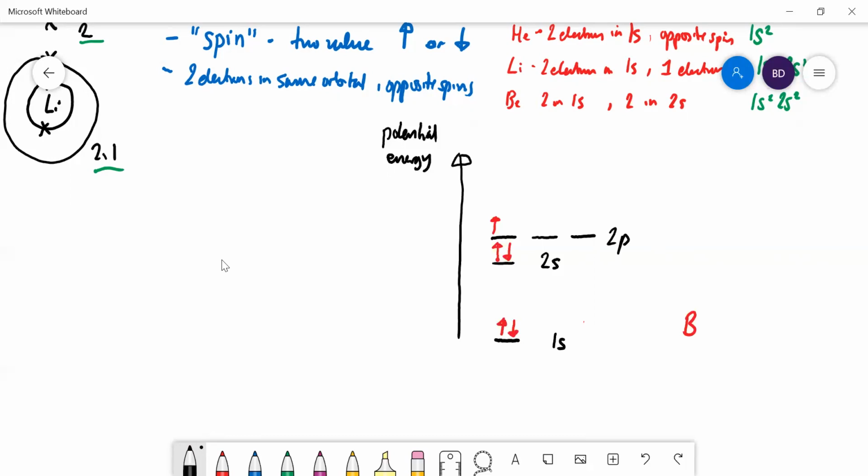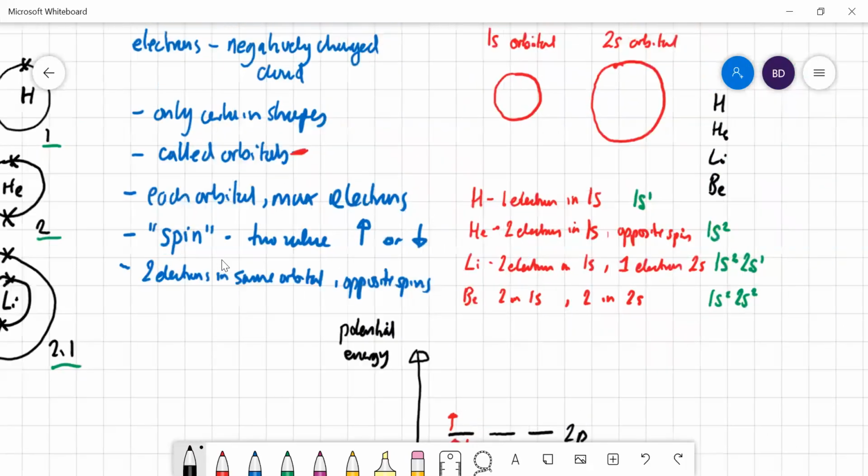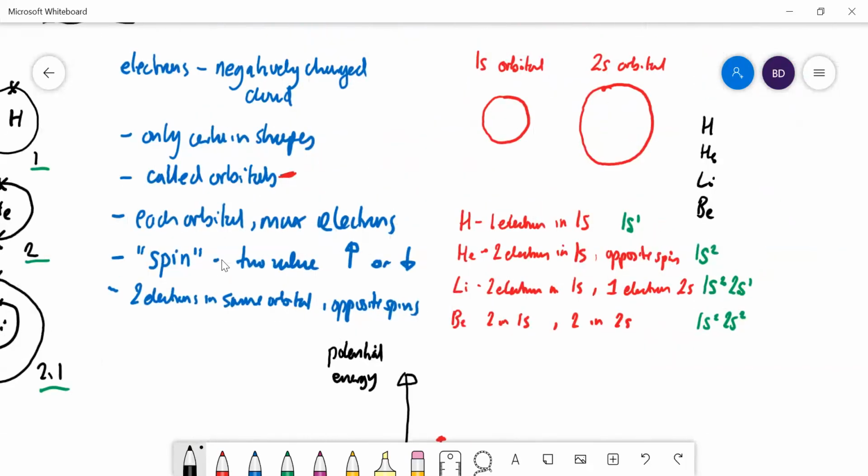But for now, we'll just concentrate on that idea of electrons being not point charges, but clouds, and those clouds are only allowed to adopt certain shapes. We've looked at 2 of those shapes for orbitals. We looked at the 1s, which is a sphere, and we looked at the 2s, which is a bigger sphere.